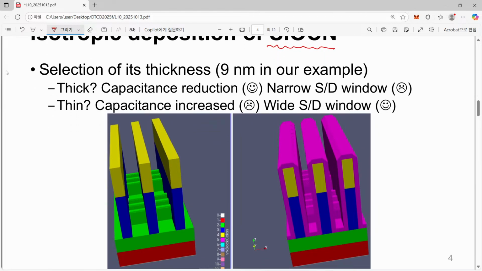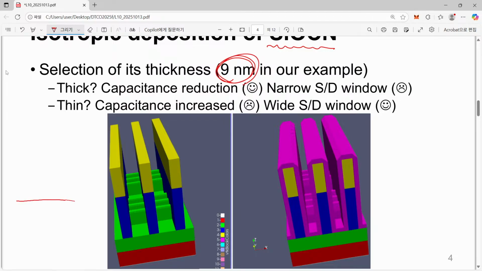So what should be the thickness? Yes, we must introduce 9 nanometers, because the final thickness of our spacer we wanted to have is 9. Therefore, deposition should also be done with 9 nanometers.